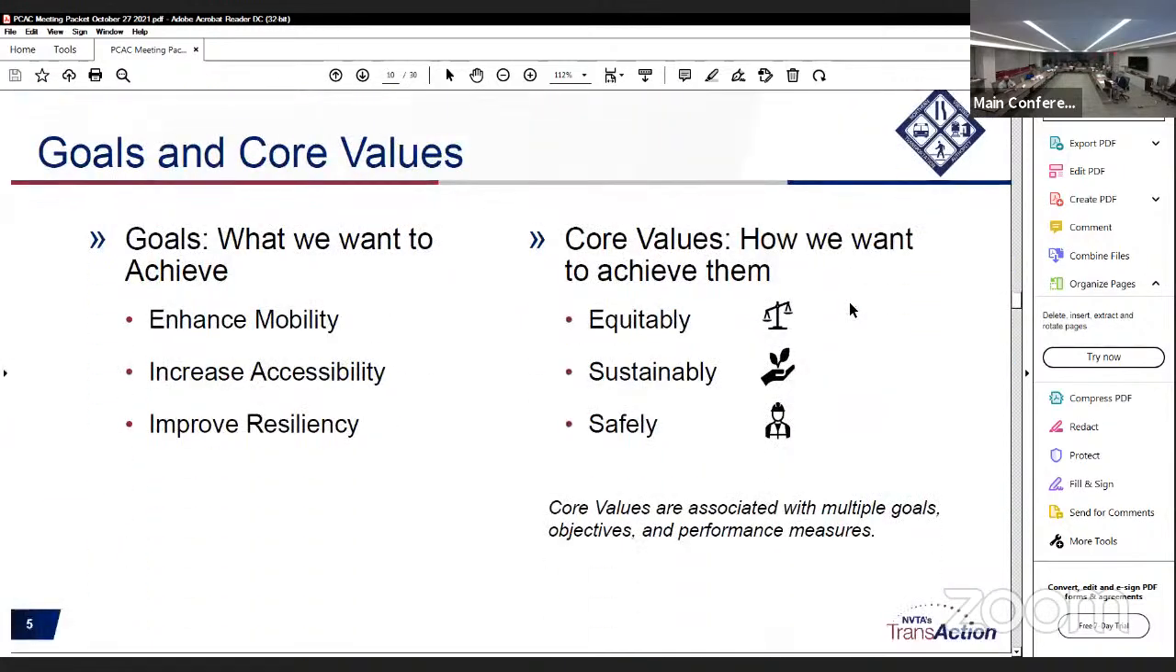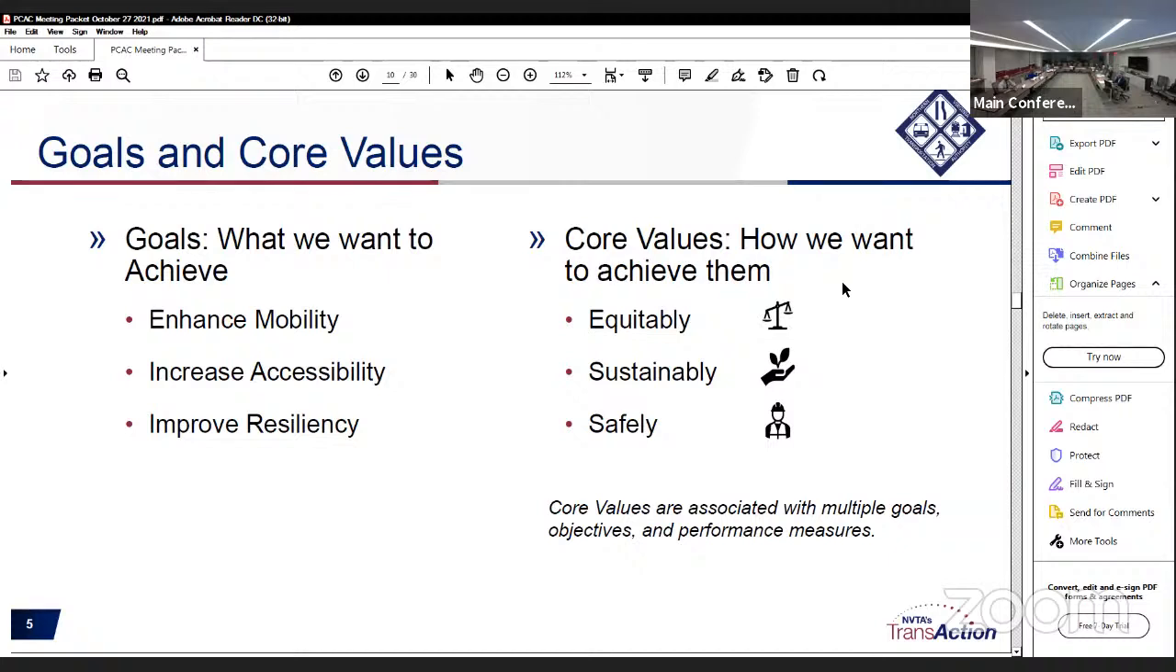Next, we've talked about goals and core values, and these are really critical to everything we're doing. So we wanted to talk a little bit about the differences. We have 3 goals, and these are what we want to achieve: enhancing mobility, increasing accessibility, and improving resiliency. We've also talked about core values, and those are how we want to achieve them. So we want to enhance mobility. How are we going to do that? By doing it equitably, sustainably, and safely.